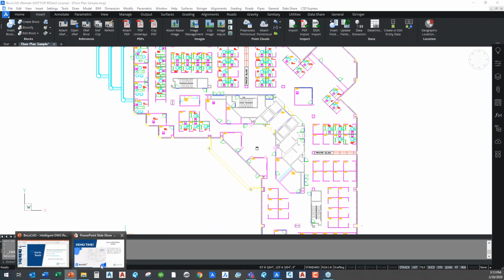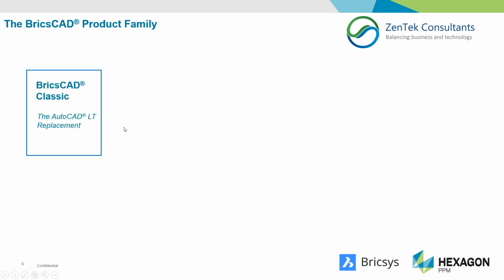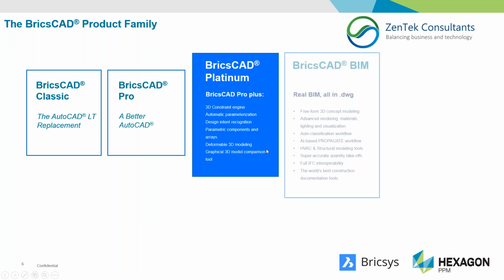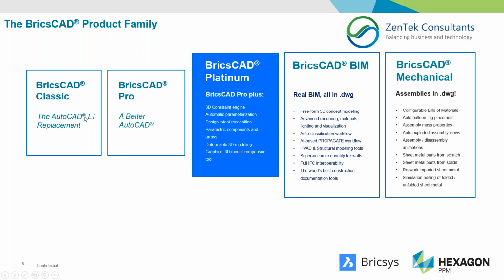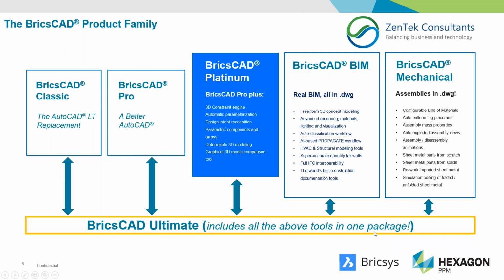All right. So with that said, that's what I wanted to show you today. And just so you guys know, with BricsCAD, it comes in a number of different flavors. You got BricsCAD Classic, which replaces LT. You can kind of see each level of BricsCAD. You got the Platinum, the Pro, the BIM that replaces Revit. Mechanical, that's kind of the replacement for Inventor and SolidWorks, those types of tools. And you can get BricsCAD Ultimate, which includes every single one of these as one single software. And they all work in the same DWG file.